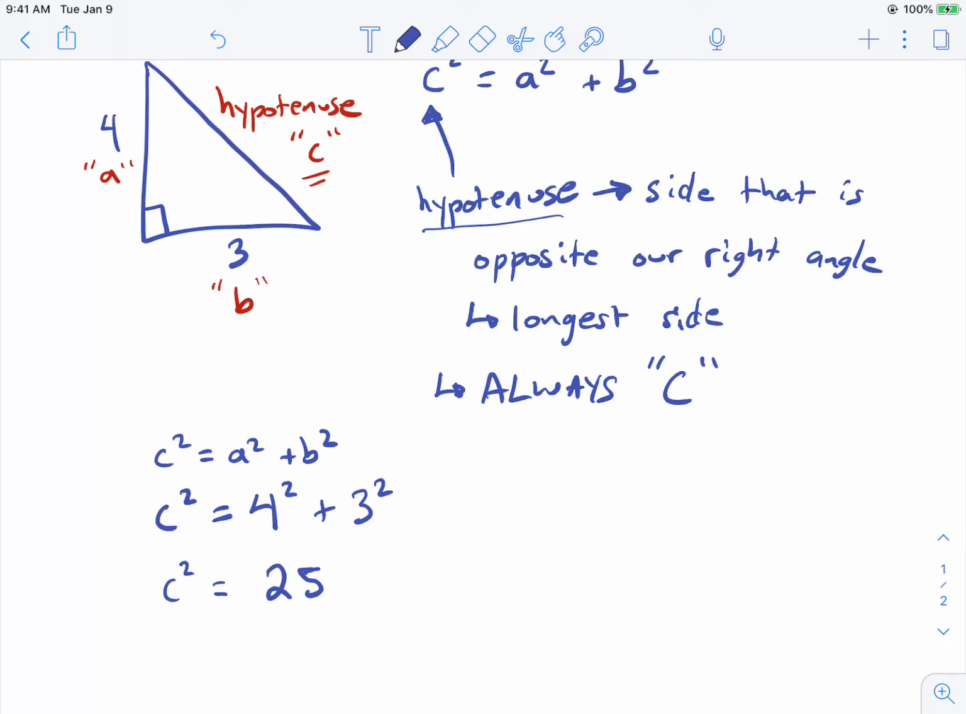We care only about C. So what do we have to do? Well, we have to do the opposite of what squaring is. And this might be the first time you've ever done this, but you're going to need to use your square root key on your calculator.